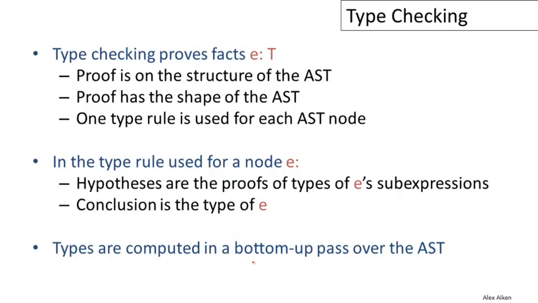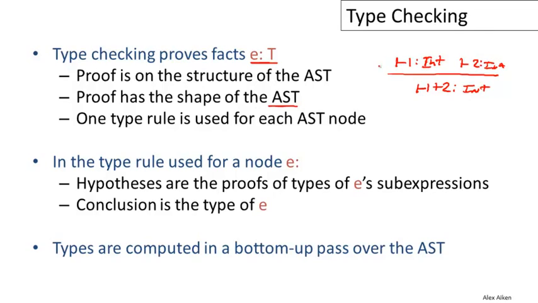To summarize, type checking proves facts of the form E has type T. And notice that this proof is on the structure of the abstract syntax tree. So for the expression 1 plus 2, we prove something about 1 plus 2, but by first proving something about each of the sub-expressions. So we proved that the sub-expressions had type int, and then we managed to prove that the whole thing had type int. Okay? And so the proof has the same shape as the abstract syntax tree.